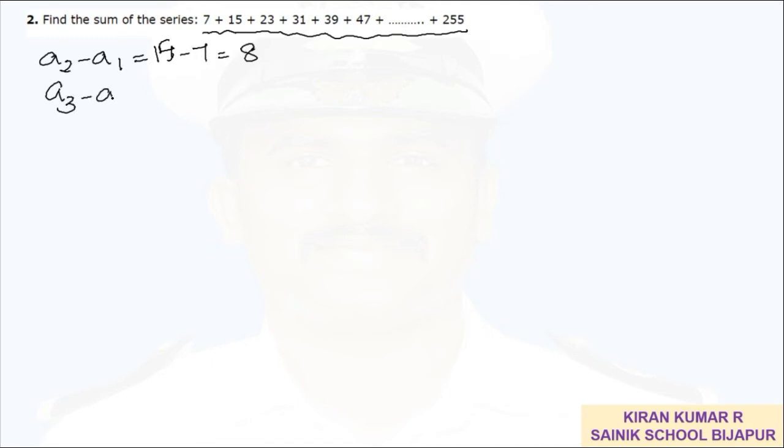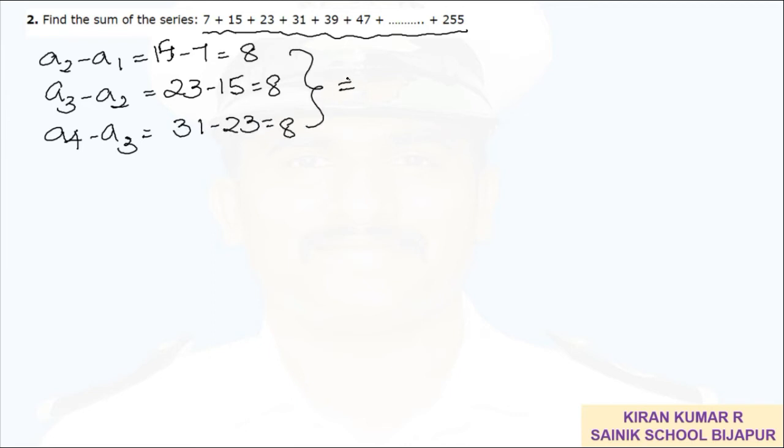Third term minus the second term, 23 minus 15, is also 8. Fourth term minus the third term, 31 minus 23, is also 8. This implies the given sequence or series is an arithmetic progression.